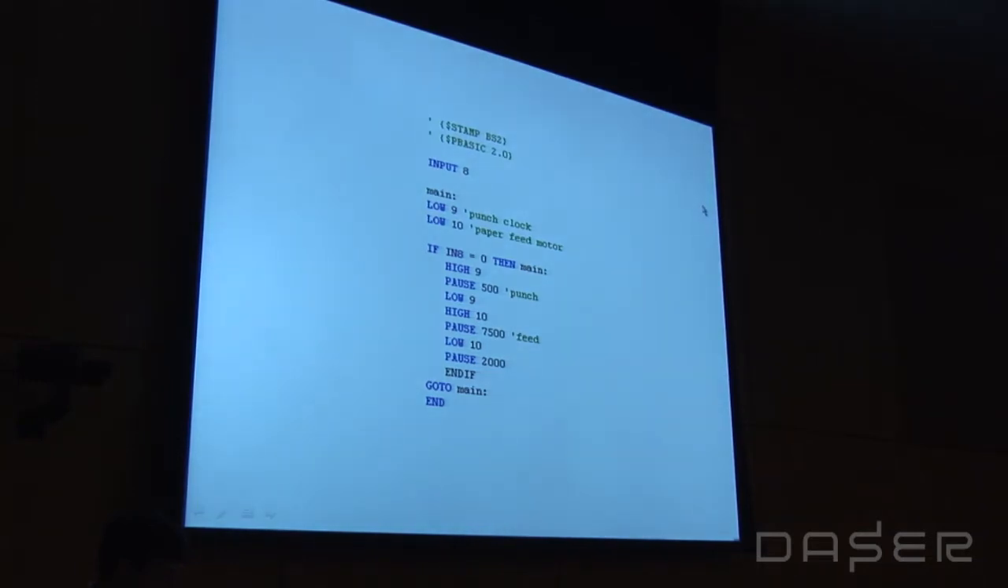A basic stamp microcontroller, which is a sort of programmable computer chip, controlled the machine. It would set off the punch clock, then feed paper through the mechanism when the light sensor was triggered. This is the program for the microcontroller used in the date-time box. It's pretty simple. Gets more complex later on.